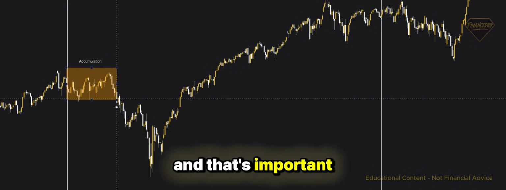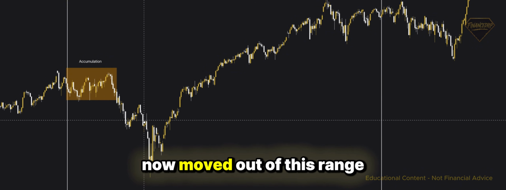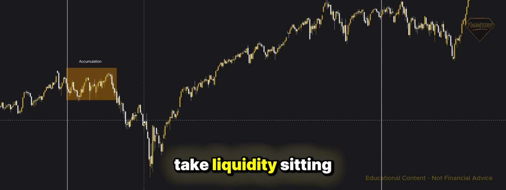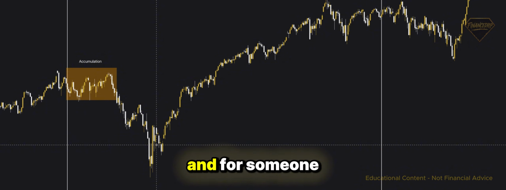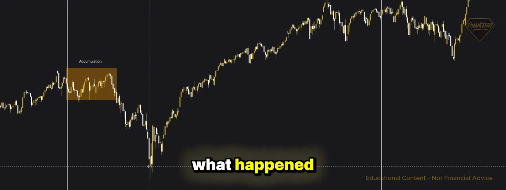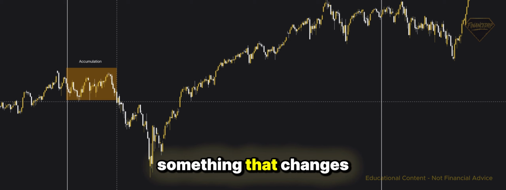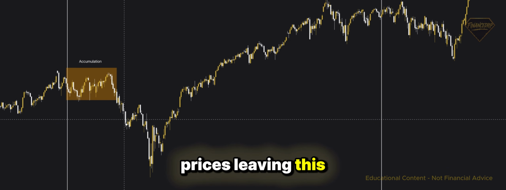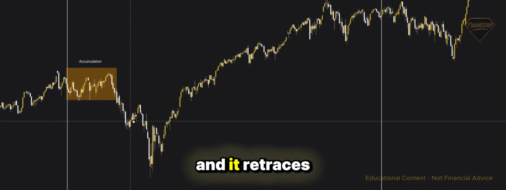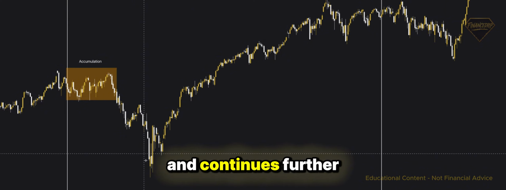Maybe, and that's important. Because price has now moved out of this range, and it may take liquidity sitting outside the range. And for someone watching this in real time, it can create the appearance that price is about to continue in that direction. But then, look what happened. So here is something that changes. Price is leaving this range aggressively, and it retraces a little bit and continues further down.